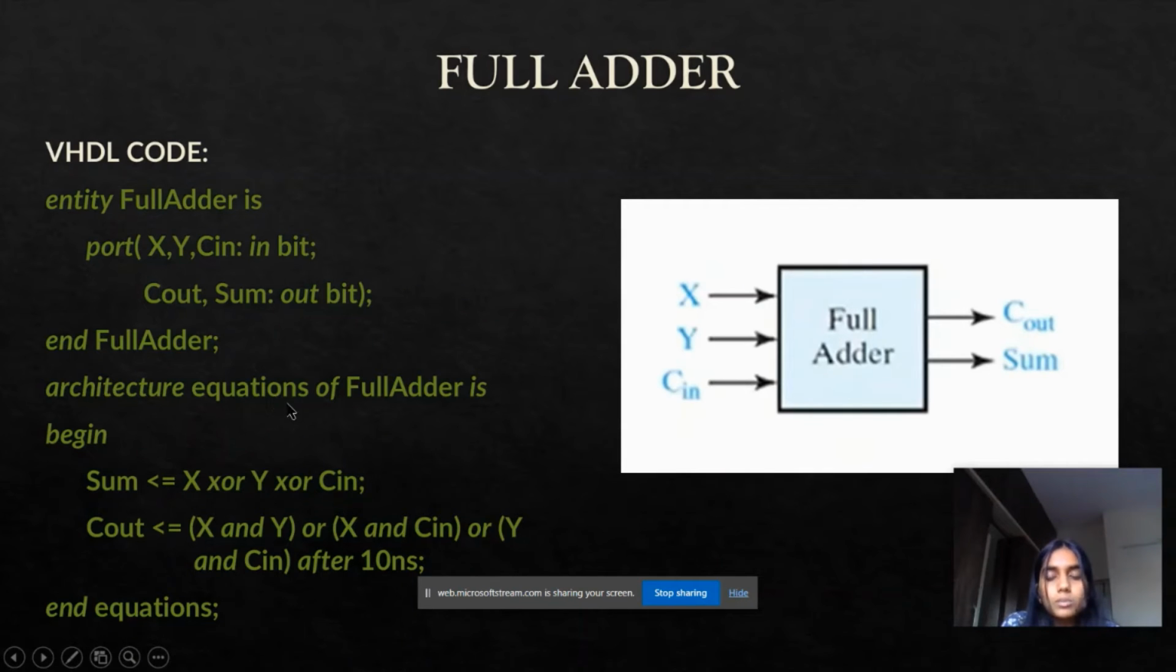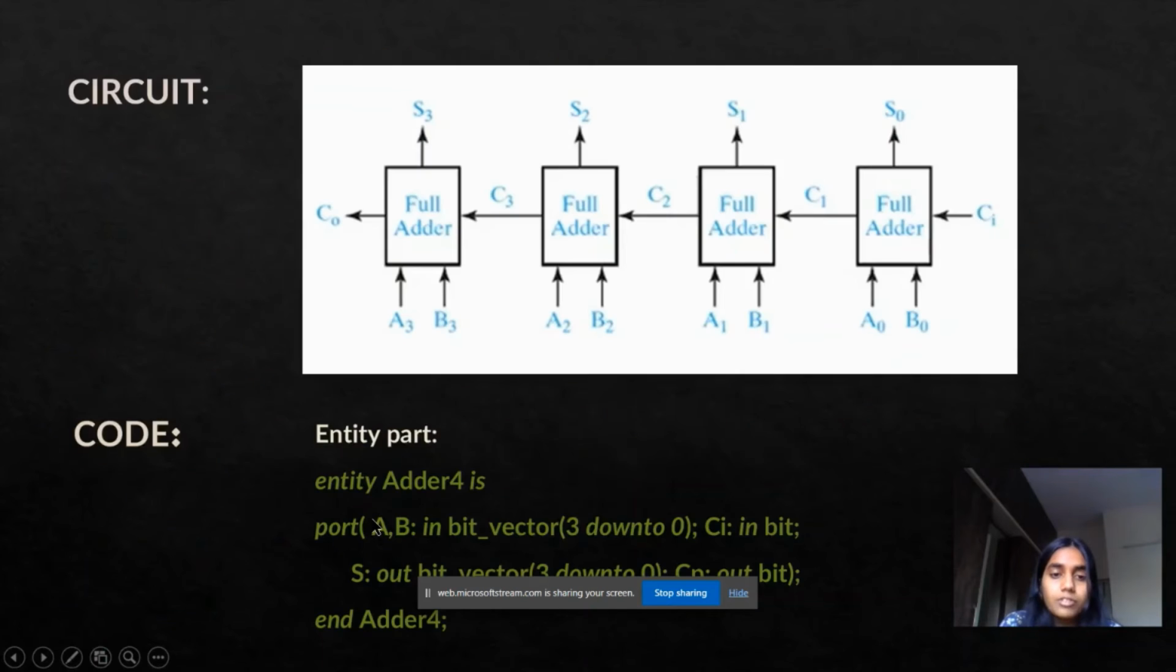Architecture, I've taken equations to be the architecture name. Of course, this can be varied as per your wish. Now, architecture equations of fulladder, which is the entity name, is begin. sum less than or equal to x XOR y XOR cin. As we all know the code of full adder, these three are XORed, which results in the sum. Now Cout is xy or xcin or ycin, which means x and y are ANDed, x and cin are ANDed, y and cin are ANDed. Now these three are ORed again after 10 nanoseconds.